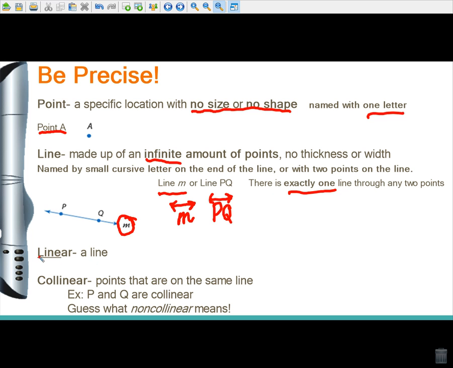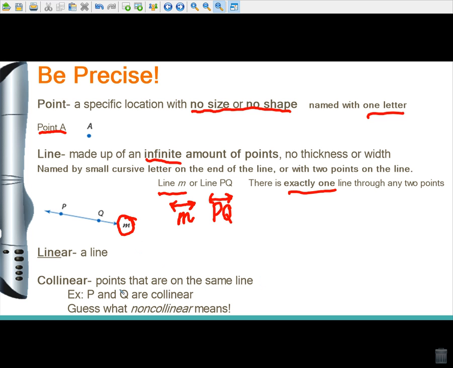Okay, and we have this underlined right here, linear. Linear literally just means a line. So if we have the word linear, we're just talking about a line. So when we talk about collinear, these are just points that are on the same line. So as you can see in this example, P and Q would be collinear because they are both on line M.